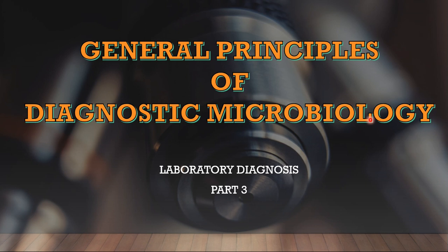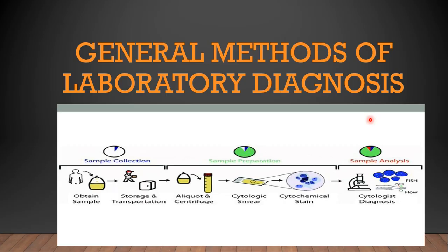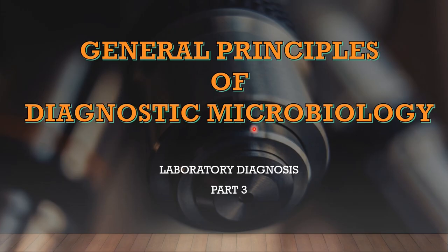In total we have three parts. In the first part, we went through the principles of specimen collection, transport, and handling. In the second part, we went through the types of specimens and the method of collection of specimens. In part 3, we went through the general methods of laboratory diagnosis, that is, what happens in the laboratory after the collection of the specimen. So that's all about the general principles of diagnostic microbiology.